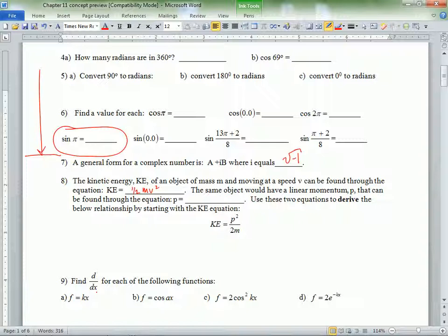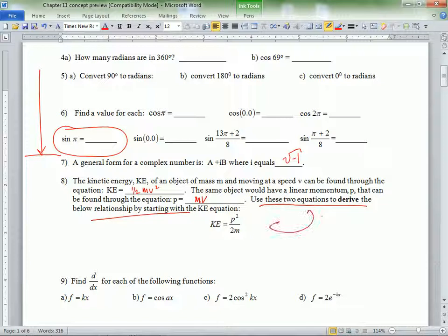If kinetic energy is 1/2 mv squared, what's linear momentum? Would it be the square root of KE to m? Oh yeah, you can solve it from there. But it had its mv. Oh, I see. So we're going to use these two equations to derive this relationship.